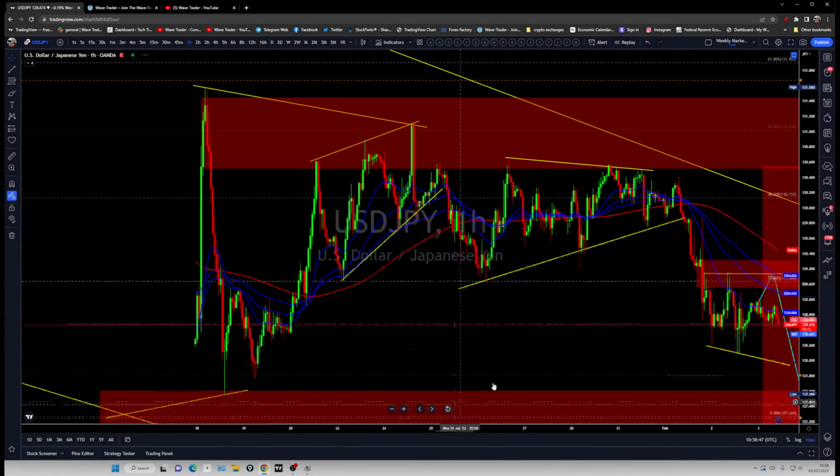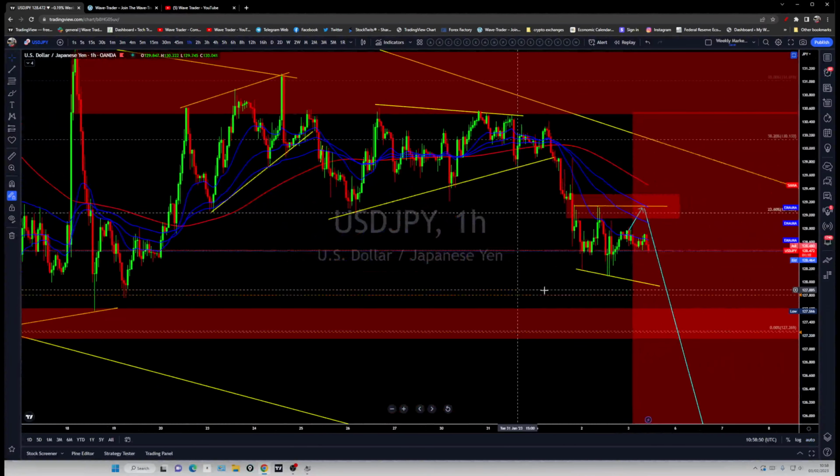So I'm going to look at the 1 hour time frame. The breakout is also trying to happen.